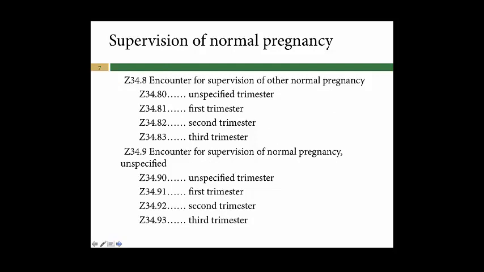And then Z34.8 is the subcategory code for encounter for supervision of other normal pregnancy. Notice we have unspecified for second and third. And then if we don't know whether it's the first or the subsequent pregnancy, we have encounter for supervision of normal pregnancy unspecified, and of course we do the unspecified trimester. Of course, we're going to try not to do those because we want our codes to be as specific as possible.